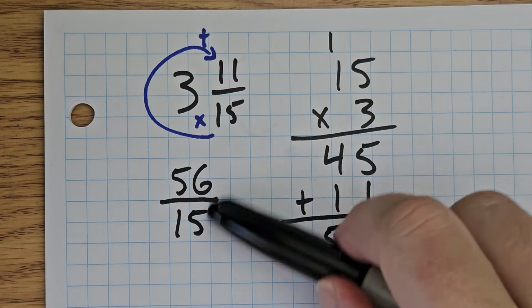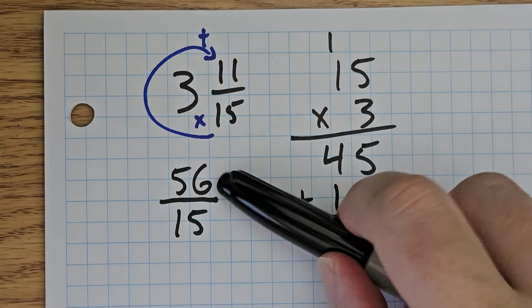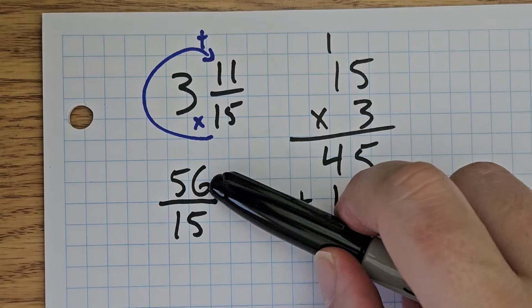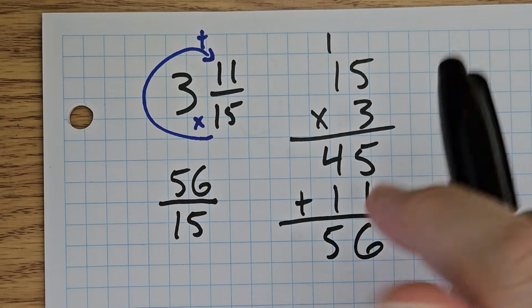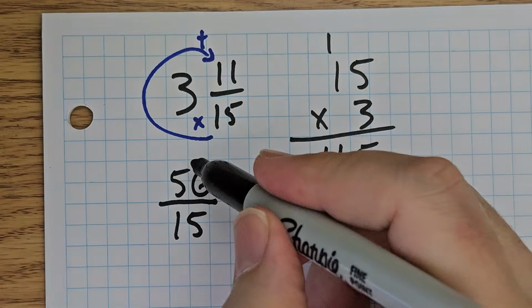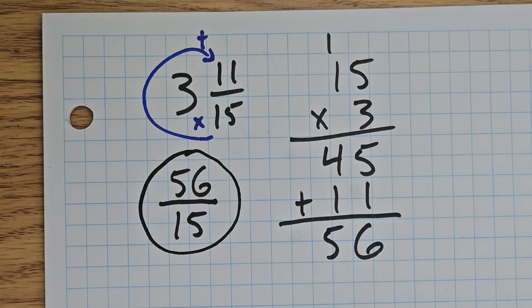So let's see, 56. Do these have any common factors? This just has a 3 and a 5. This does not have a 3 or a 5. So this one does not reduce. So that is going to be my final answer right there. So 3 and 11/15 is 56 fifteenths.